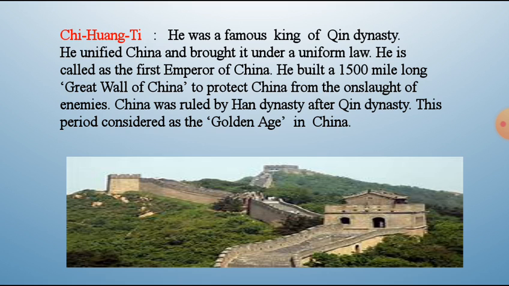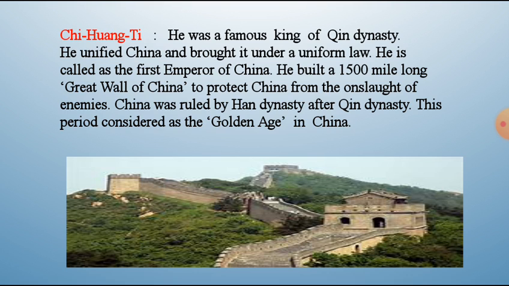Chi Hong Ti was a famous king of the Qin dynasty. He unified China and brought it under a uniform law. He is called the first emperor of China. He built the 1,500-mile long Great Wall of China to protect China from the onslaught of enemies. China was ruled by the Han dynasty after the Qin dynasty. This period is considered the golden age in China.